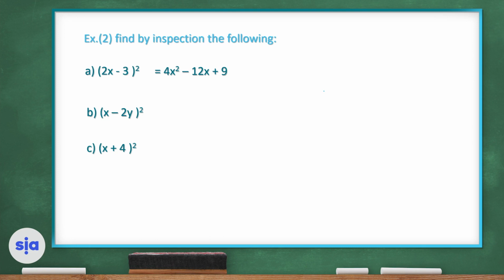Question B, first squared is x squared. 2 times first times second is negative 4xy. And the second squared is positive 4y squared. The last one, first squared is x squared. Then 2 times first times second. Then the second squared, which is 16.